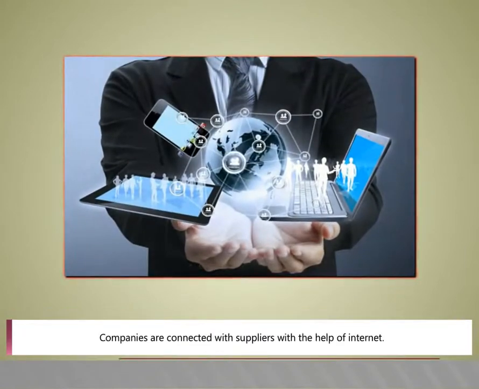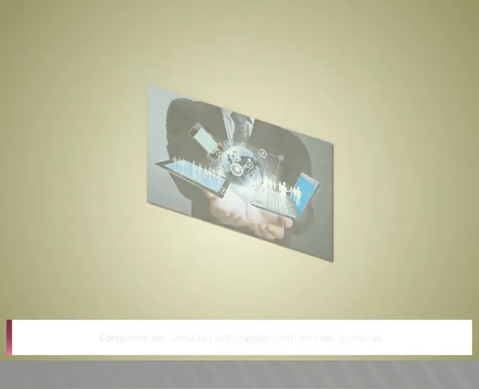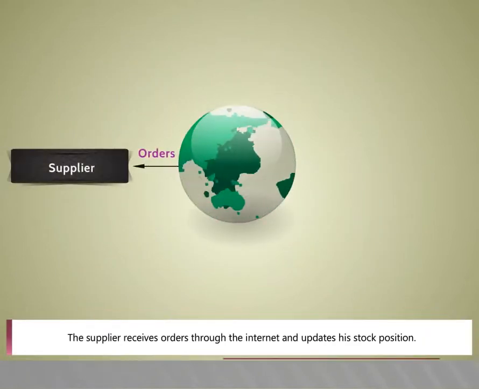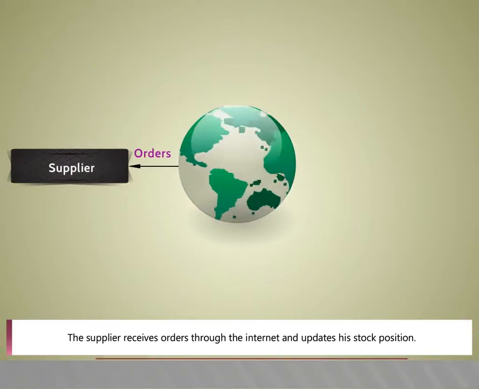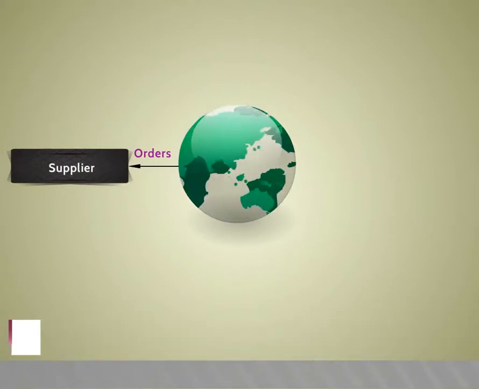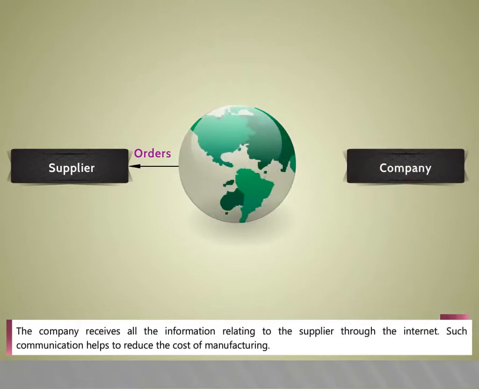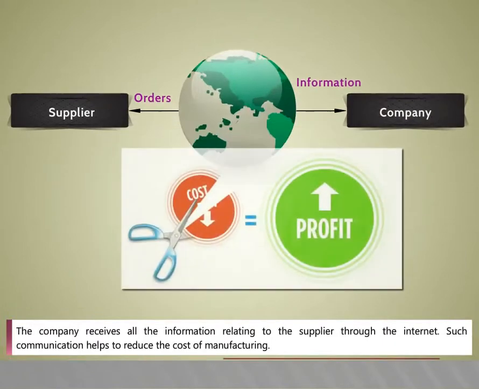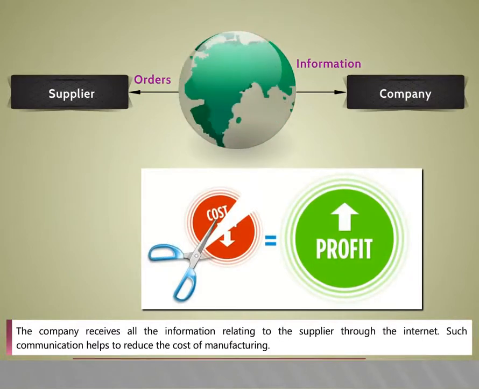Companies are connected with suppliers with the help of internet. The supplier receives orders through the internet and updates his stock position. The company receives all the information relating to the supplier through the internet. Such communication helps to reduce the cost of manufacturing.